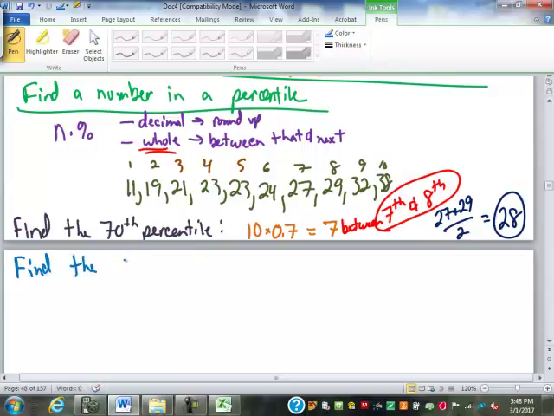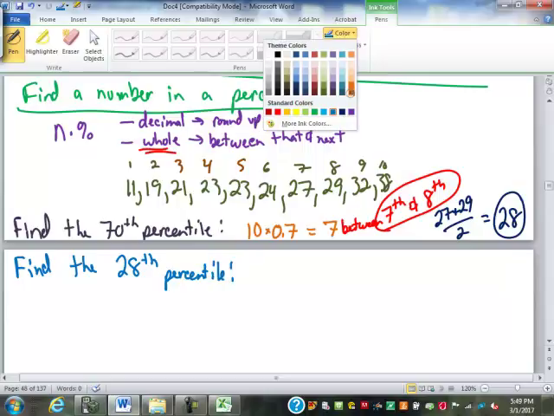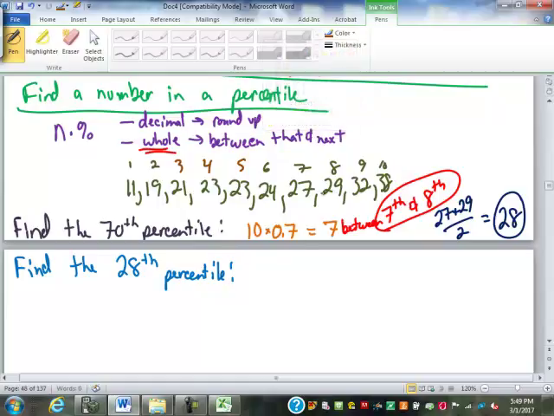Okay. Find the 28th percentile. Well, to find the 28th percentile, what am I going to do to find its position? 10 times 0.28. Good. And that gives me what? 2.8. Now that one falls under the category of the first one up here, being a decimal, which means we round up to the third position. The third position up here is 21. 21 is the 28th percentile.